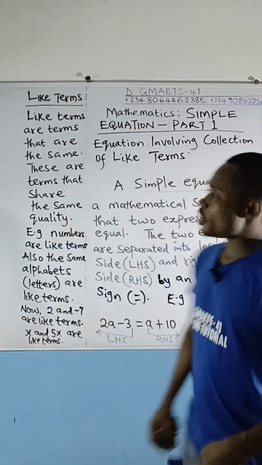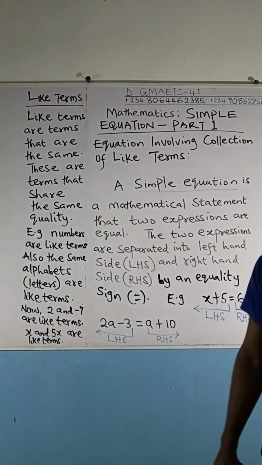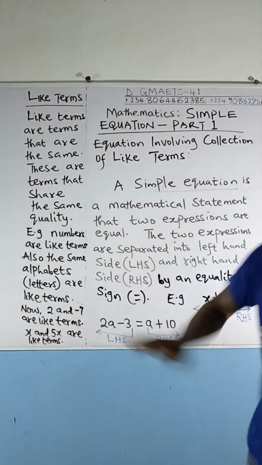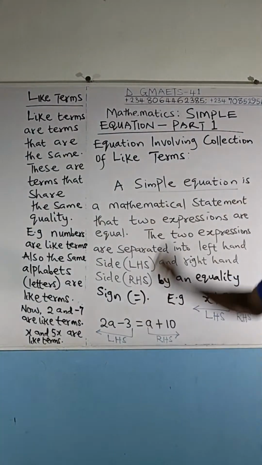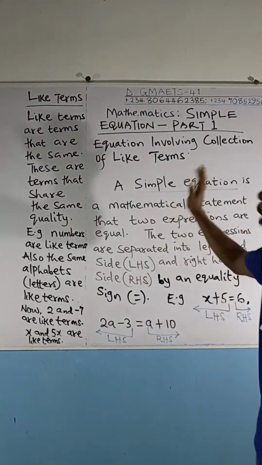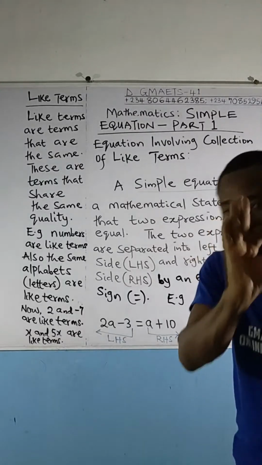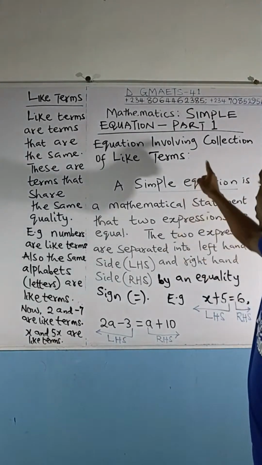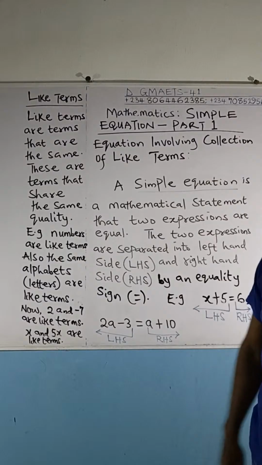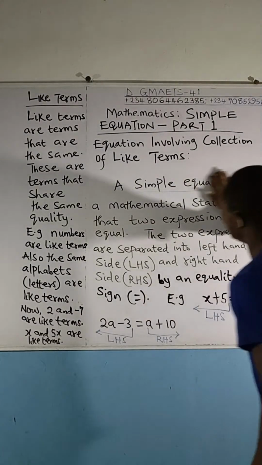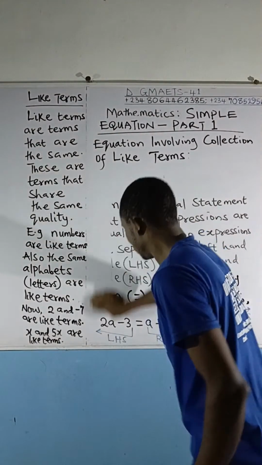All right, dear friends, we have finished all these things, and I have told you everything about simple equation and like terms. I hope you have copied this on the board or screenshot it, because I am going to wipe the board now. Then I will give you a note, something to note before we now solve something about collection of like terms. So I'm wiping this. We are done with this.